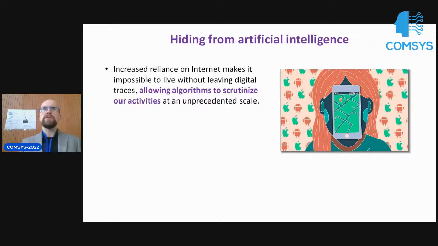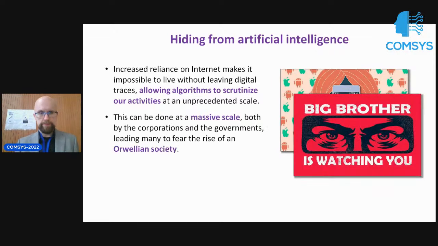In recent years, the increased reliance on the internet makes us more and more exposed to the analysis of our digital traces by artificial intelligence, by machine learning algorithms, by social network analysis measures. And the increasing digitalization makes it possible to do this at an unprecedented scale. Many feel that this analysis, done by corporations and governments alike, could lead in the future to an Orwellian society, to a world where AI plays the role of a powerful and all-knowing big brother.